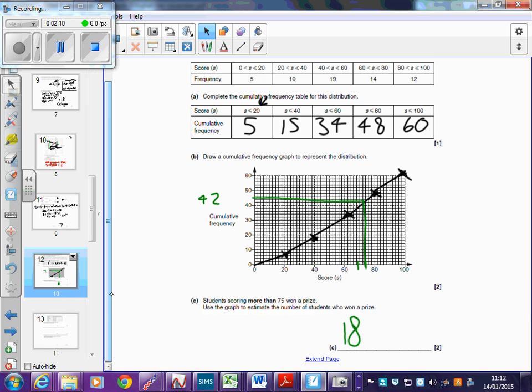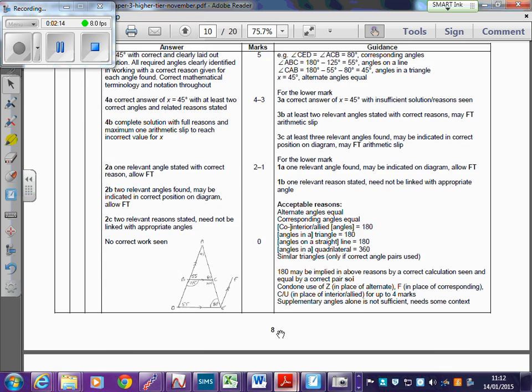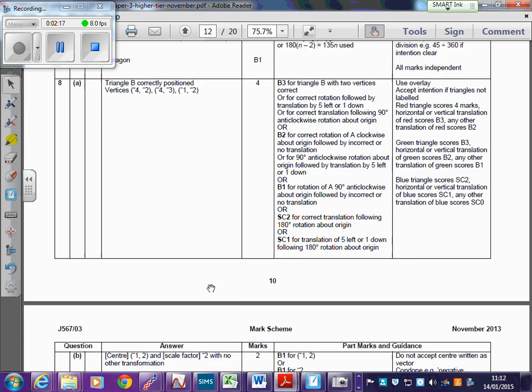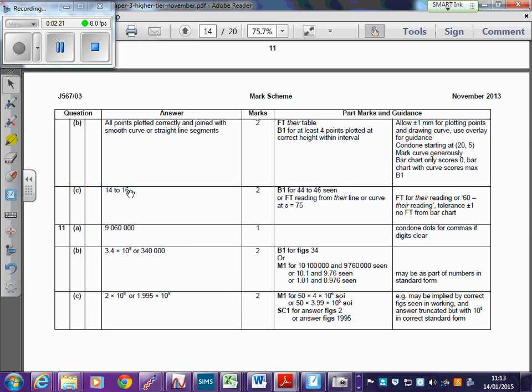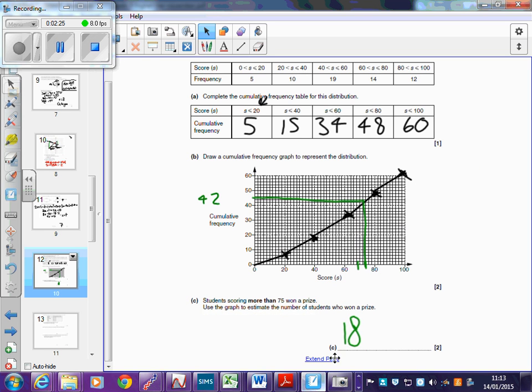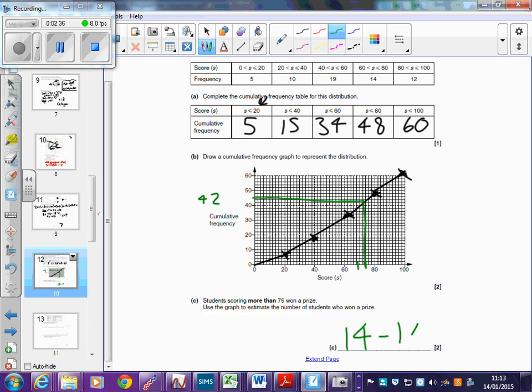Because my diagram's not particularly accurate, I'm just going to really quickly check the mark scheme to see what they had for that one. They've got 14 to 16 is the range that they've got for their answer. Okay, so anything between 14 and 16. So you can see that I am absolutely rubbish at doing that. So I'm just going to change that. So you actually want answers of 14 to 16 because yours are much more accurate using your graphs.